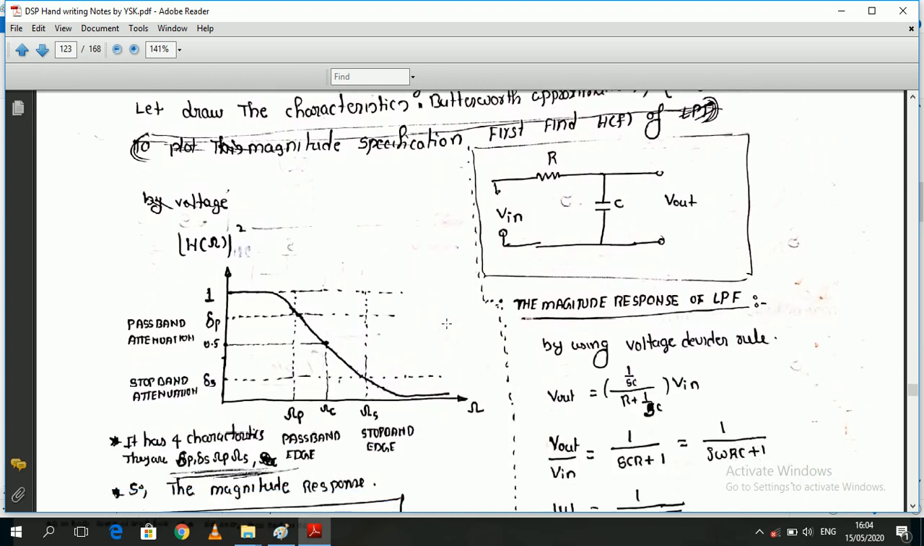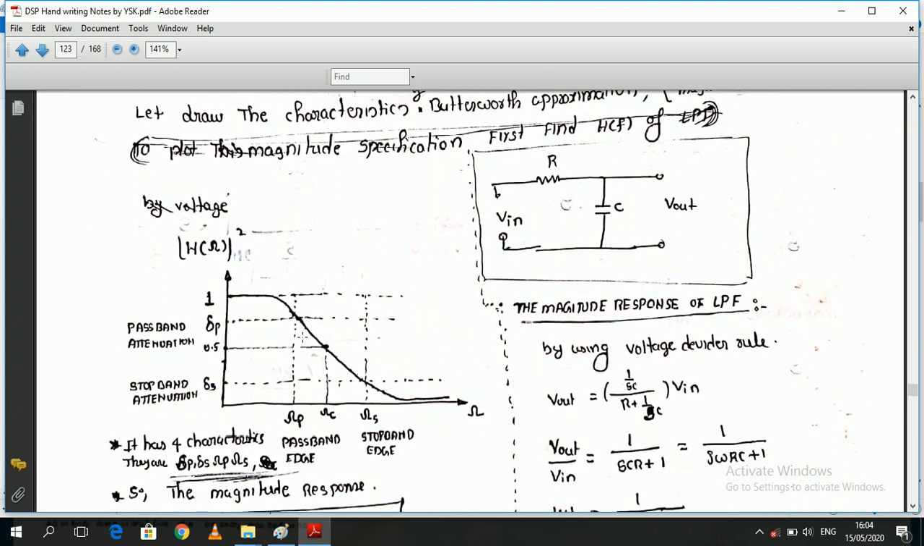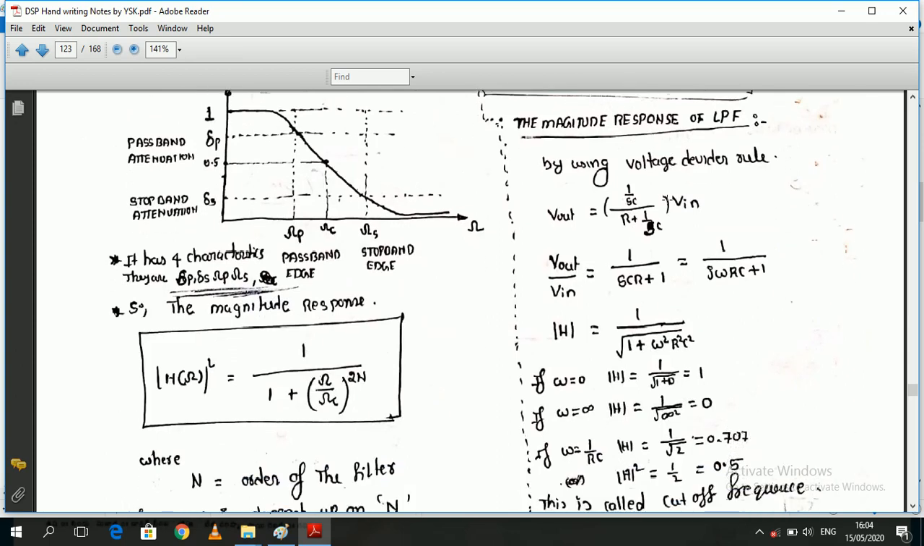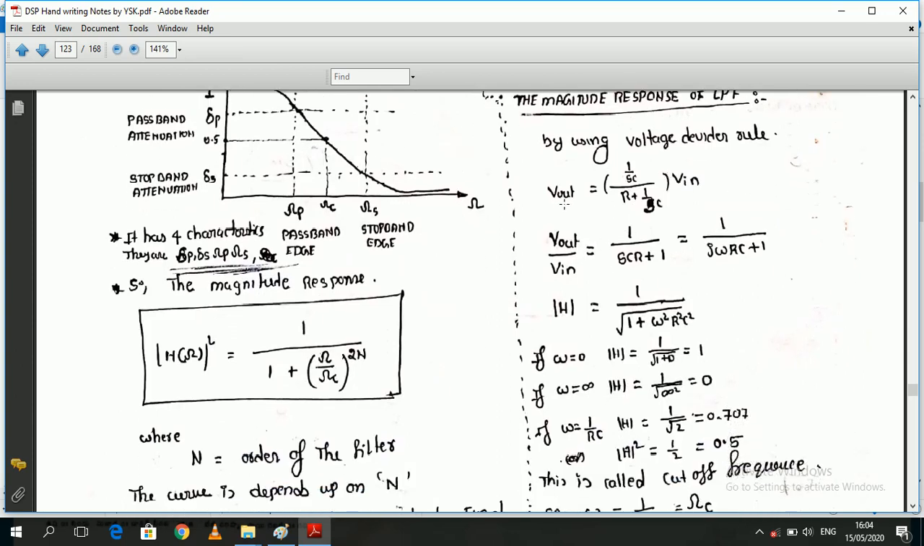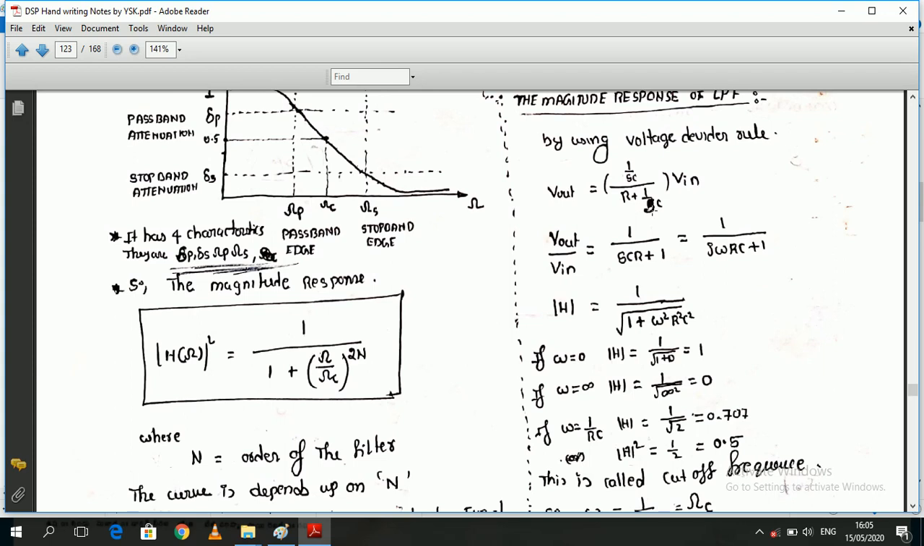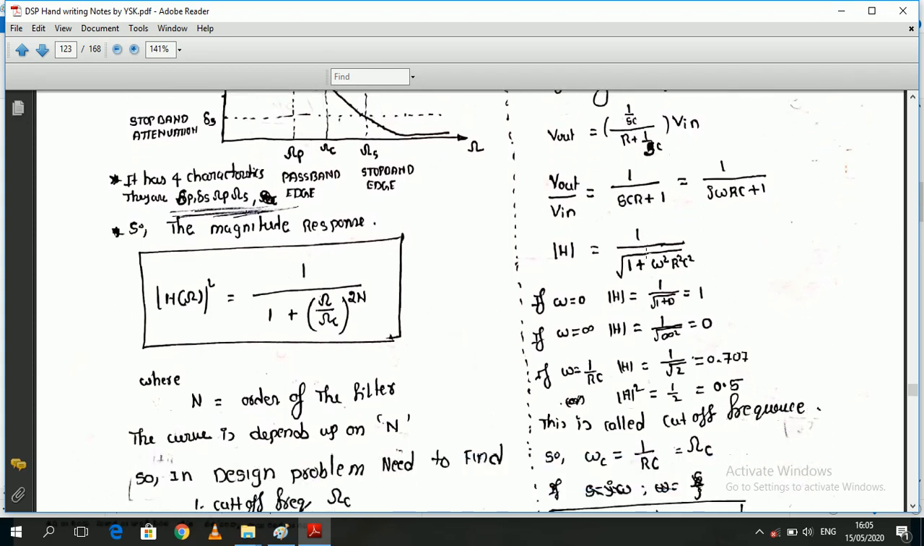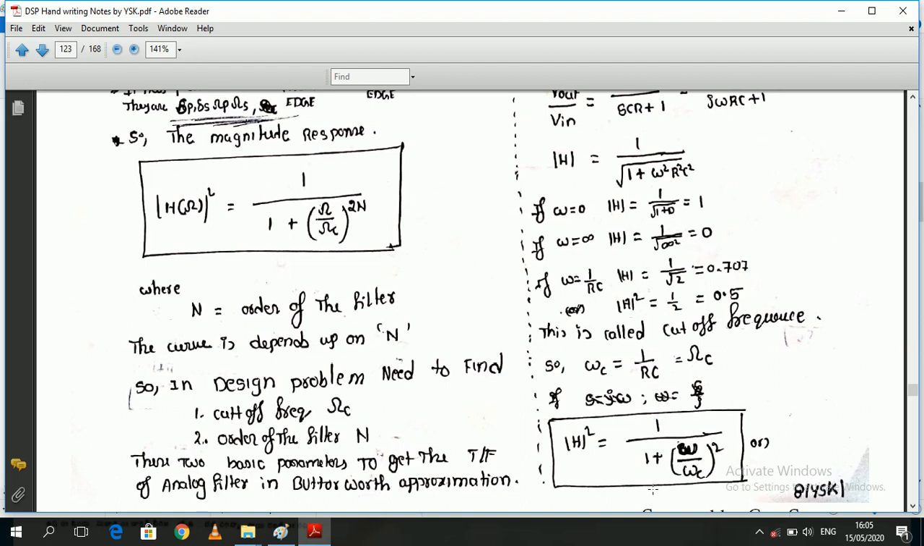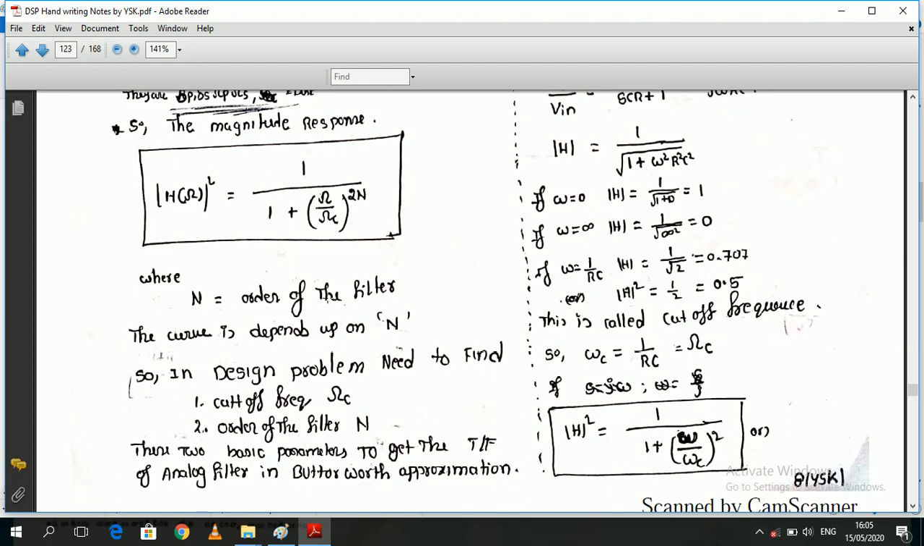Let's see. Before understanding the characteristics, to find the magnitude or transfer function of a particular low pass filter, consider a first order RC network with V in and V out, and you can find the magnitude response by using the voltage divider rule. You know very well the formula from network analysis. V out equals 1 by C divided by R plus 1 by C, times V in. After solving this, you get the formula |H| squared equals 1 by 1 plus omega by omega C, whole squared. This is the formula.